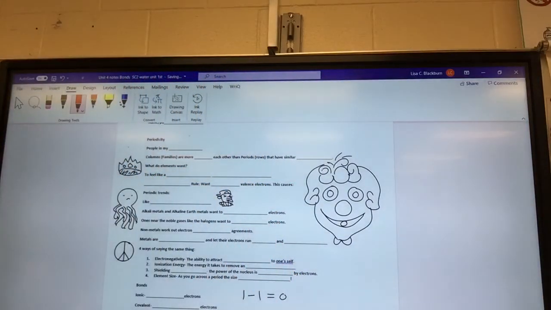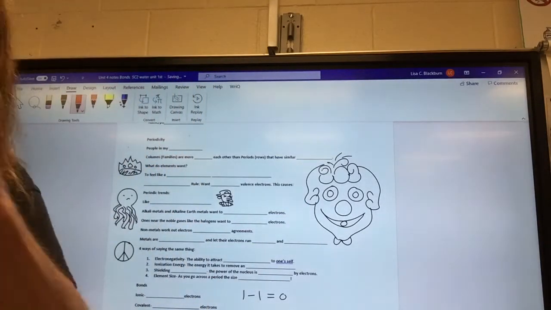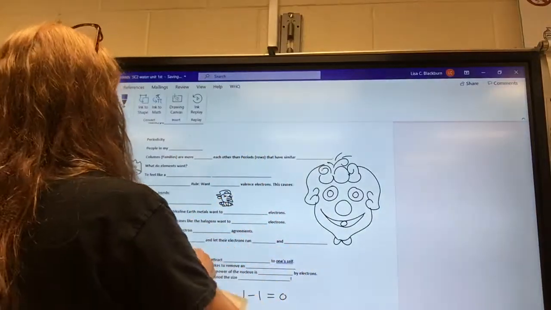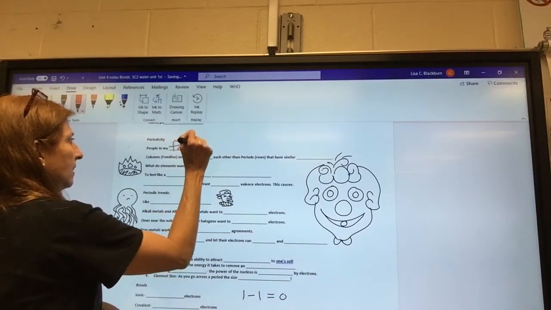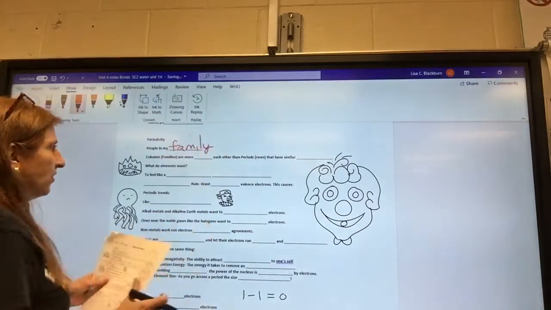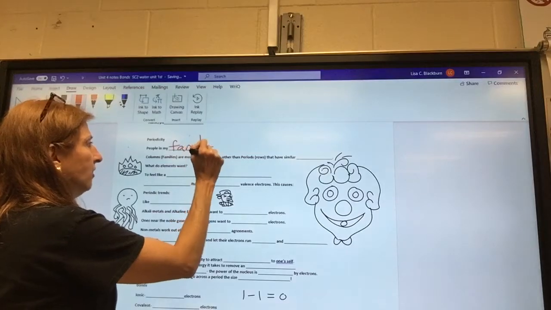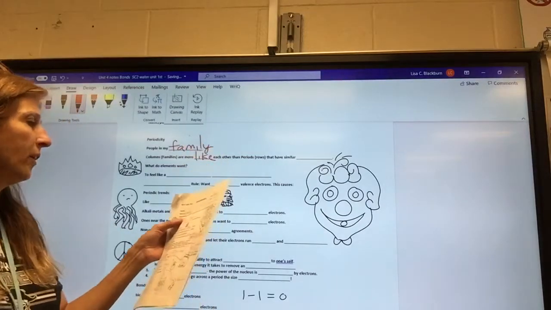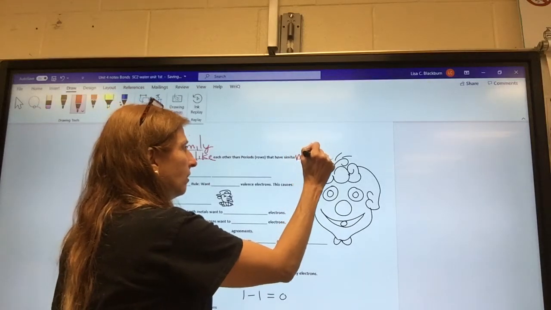All right, so people in my family. Okay, so that is the name of our book here. So this is the first thing we're going to talk about, people in my family. So the columns or families are more like each other than the periods, the rows, that do have similar members.